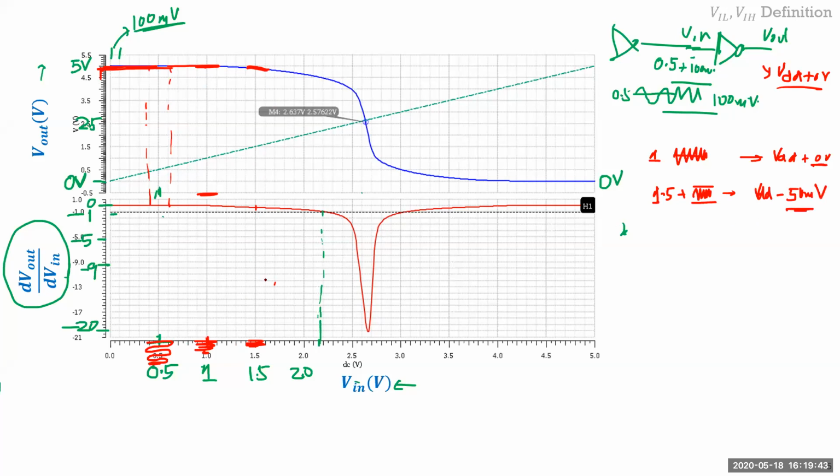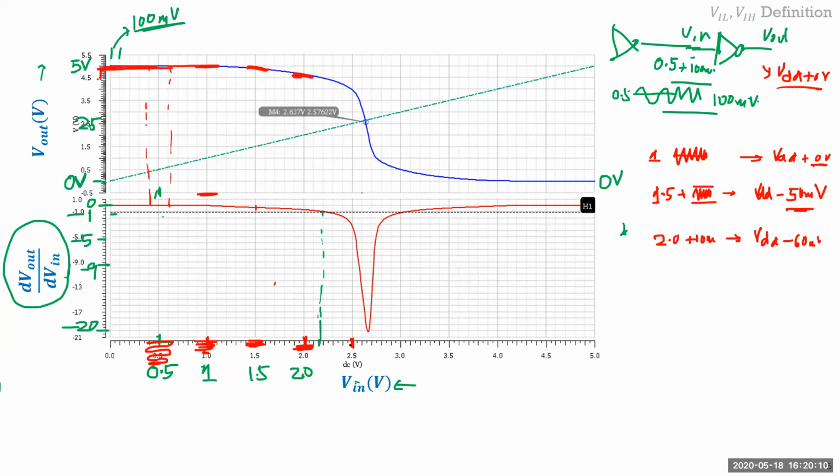Now let's go to 2 volts here, and I add the same 100 millivolts, which means this is the change. This is still close to 50 millivolts. So at 2 volts, I add another 100 millivolts, and the output is VDD, but it changes by another 60 millivolts, let's say.